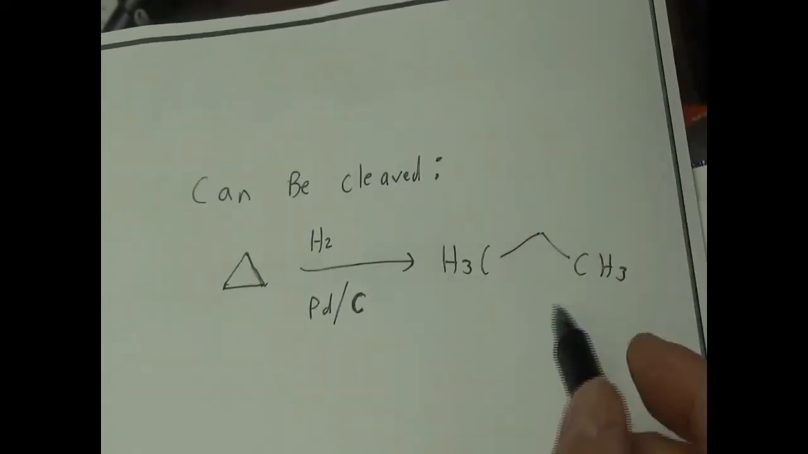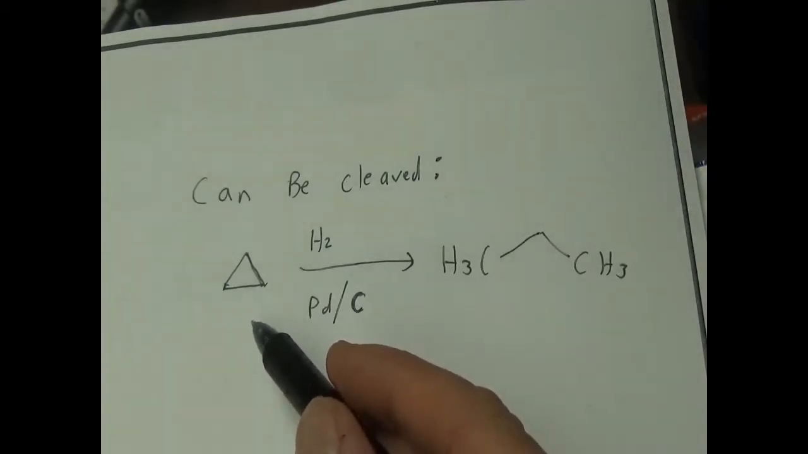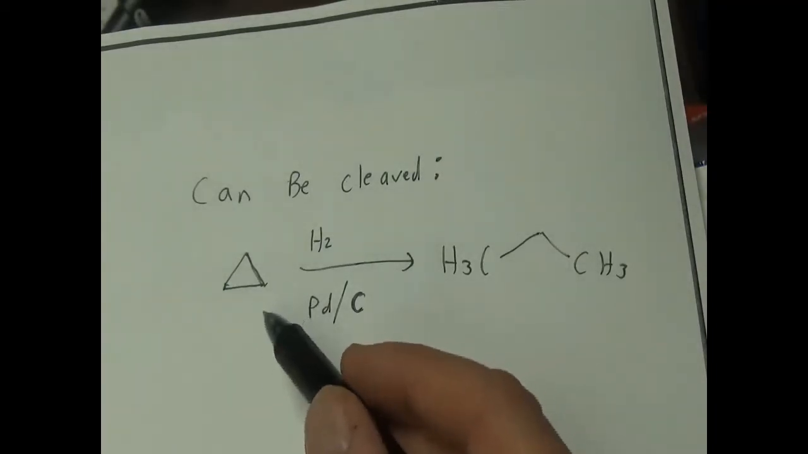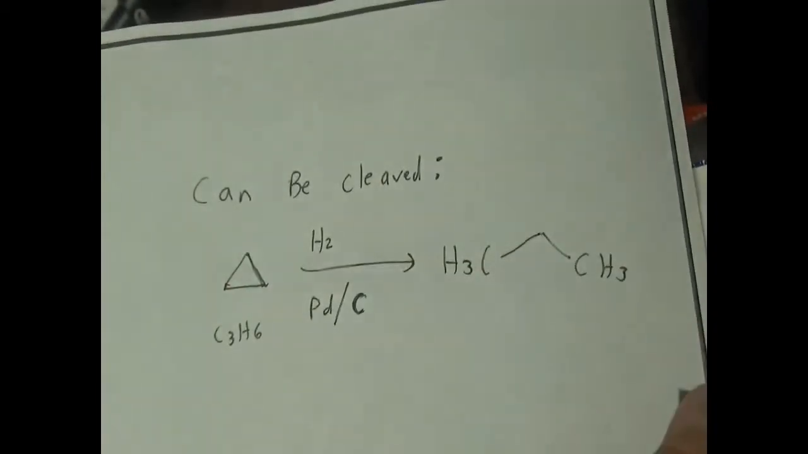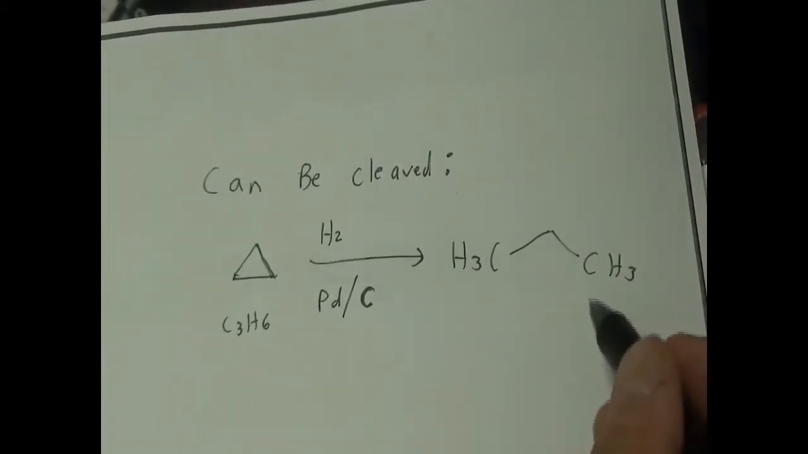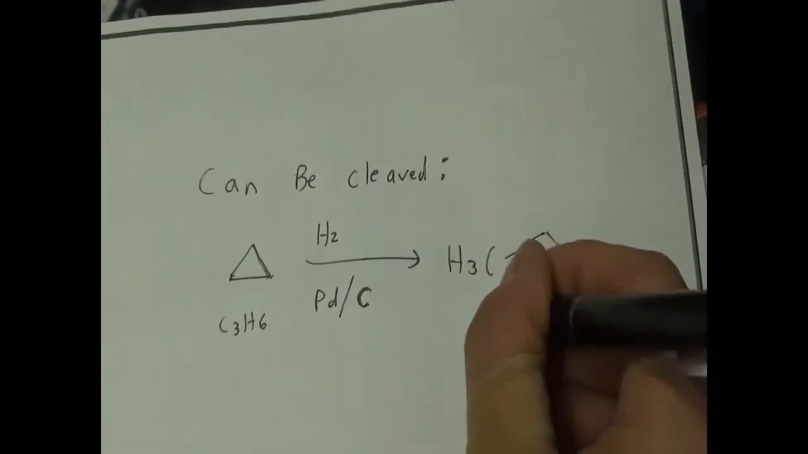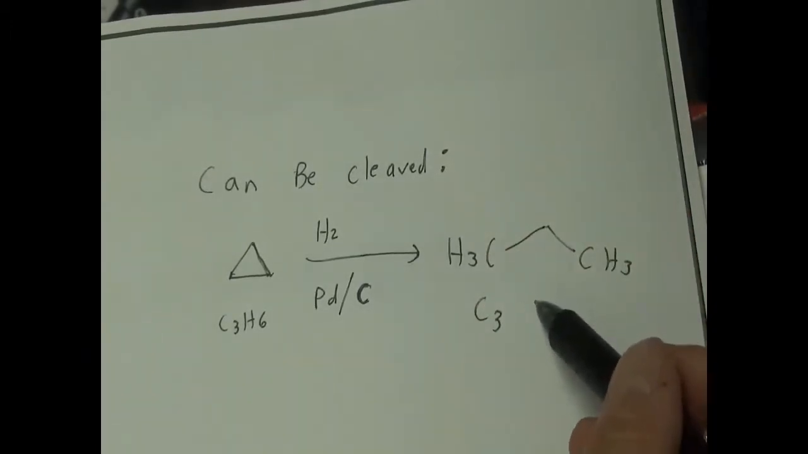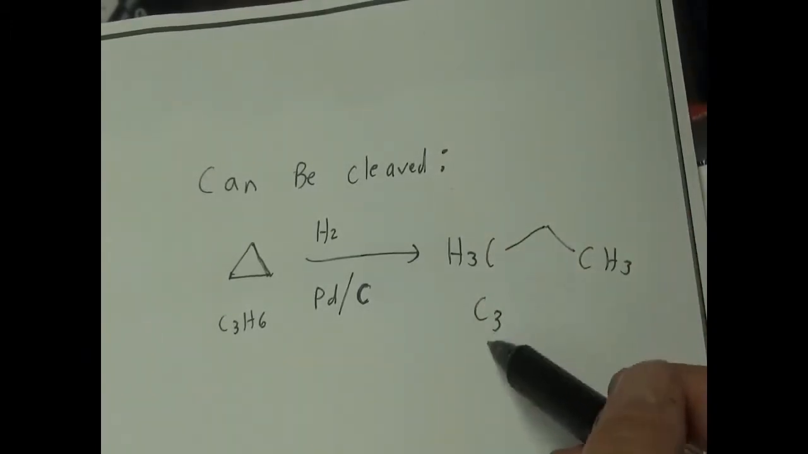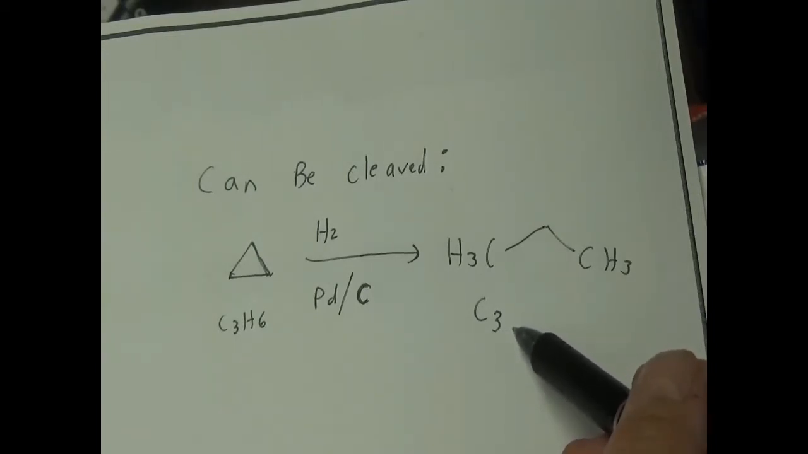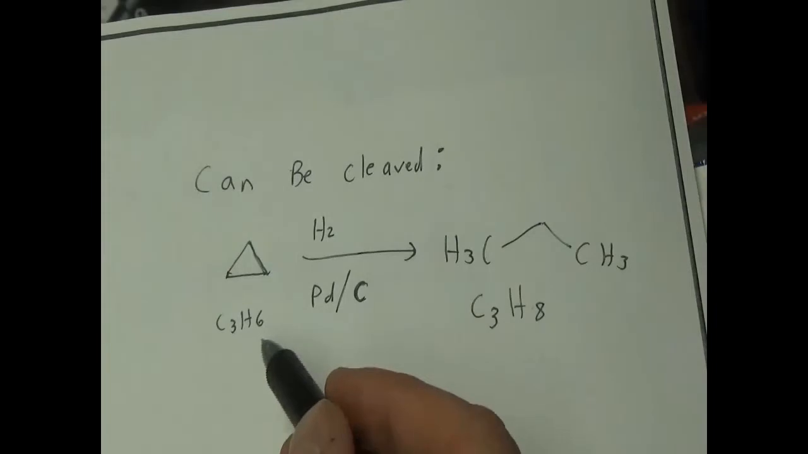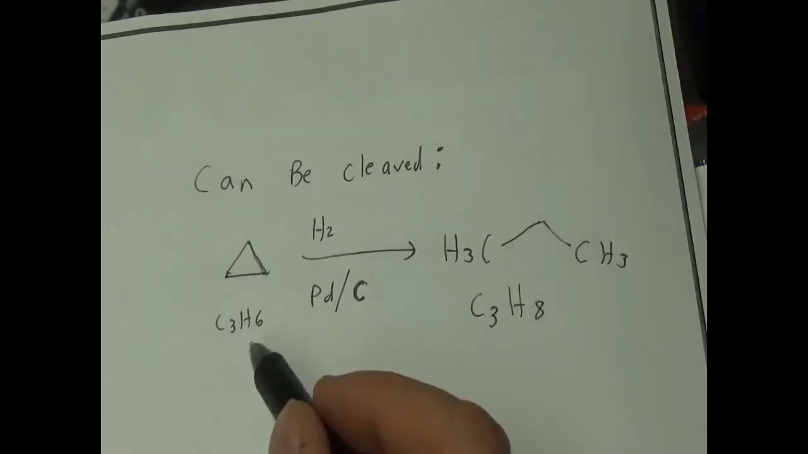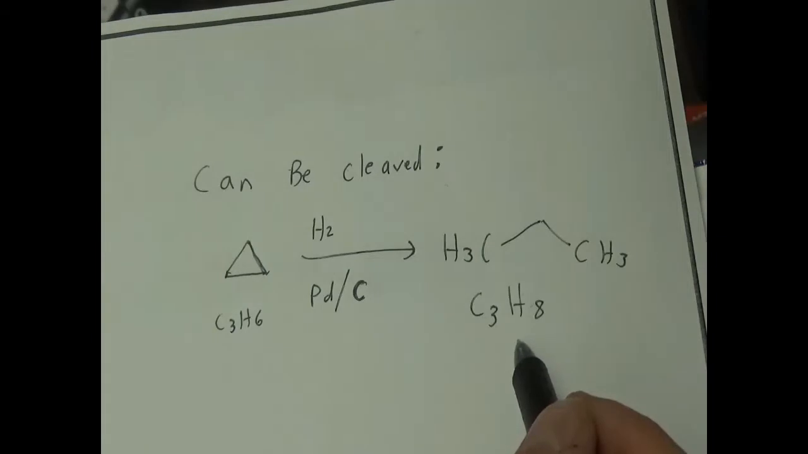propane, right? What's the molecular formula of cyclopropane? It's all cyclic molecules, so it's C3H6, right? C3H6. What's the molecular formula of propane? Remember it's CxH2x+2. So it's 3 times 2, 6, plus 2 is 8. H8. So you're going from C3H6 to C3H8. Obviously you're adding 2 H's.